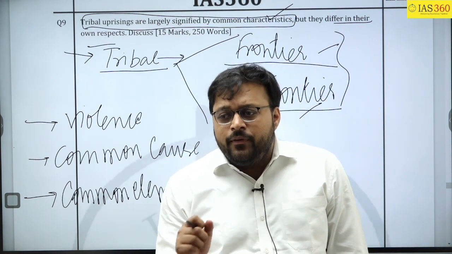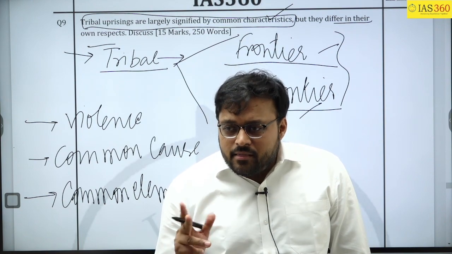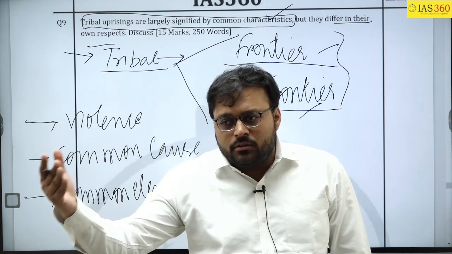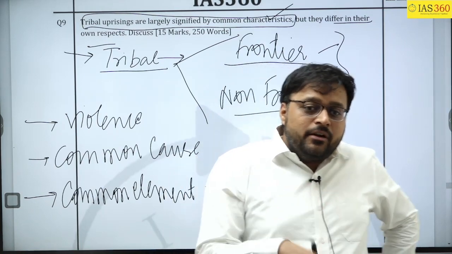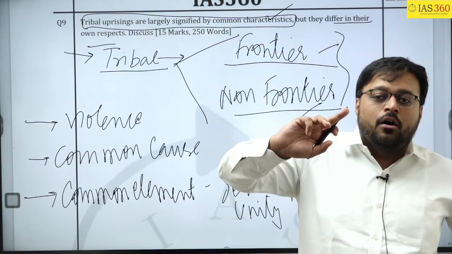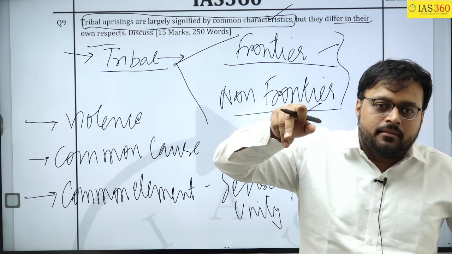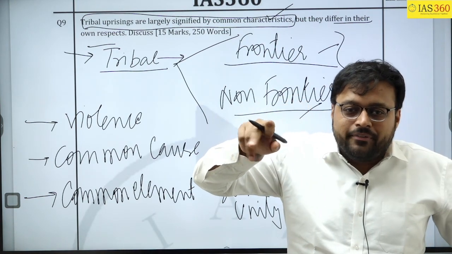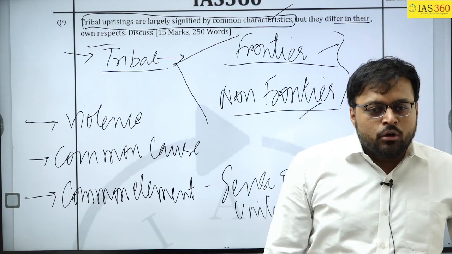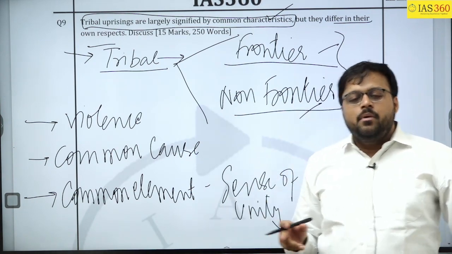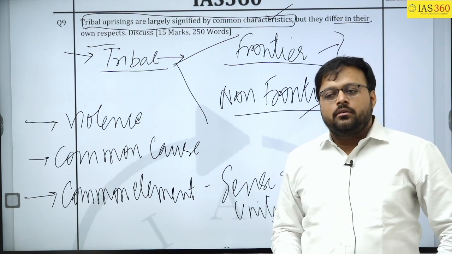Even today you will feel that there is a difference in the understanding of the tribals of the northeast and central India. And even today you can see the influence of the Britishers in the form of the inner line permit in some of the states. So these are the facts which can be mentioned in the conclusion.